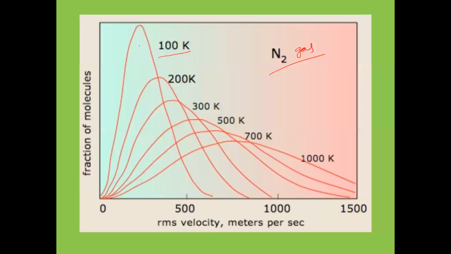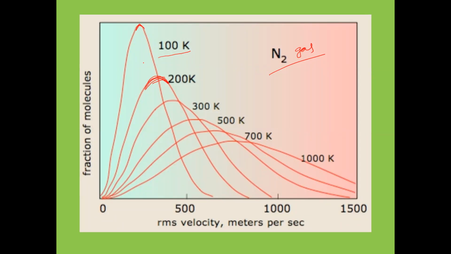So 100 Kelvin has the narrow peak. When the temperature is increased from 100 to 200, what happened? The peak became somewhat flat. Here there is a narrow, sharp peak, and here it became broader. So when temperature increases, the top of the peak becomes somewhat flat.